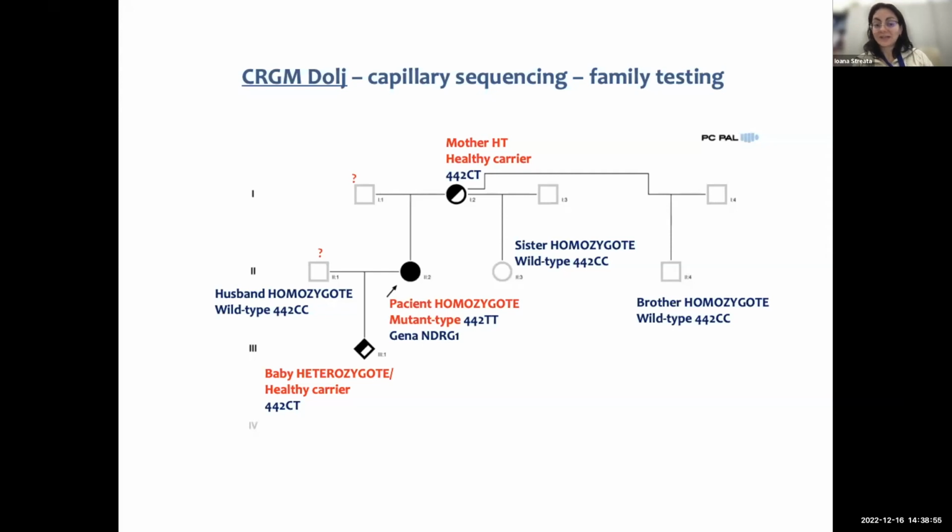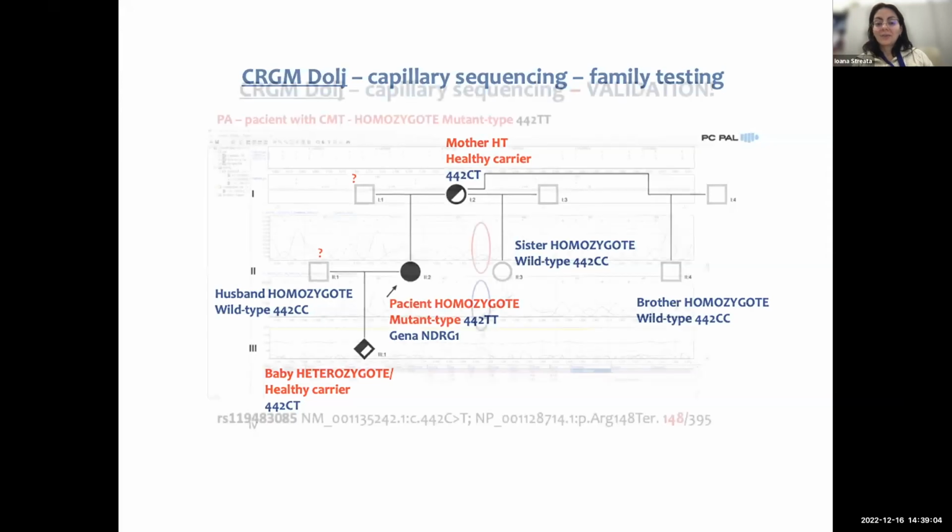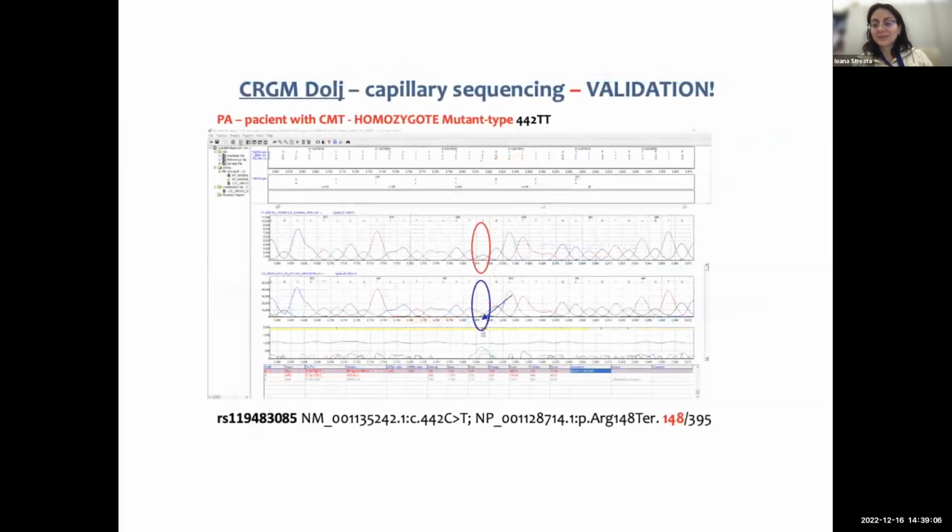And this is what we've done. We've done also prenatal diagnostic, and of course the baby was heterozygous, so healthy carrier, and everything was with a happy end because she gave birth to a very, very healthy boy and very beautiful.